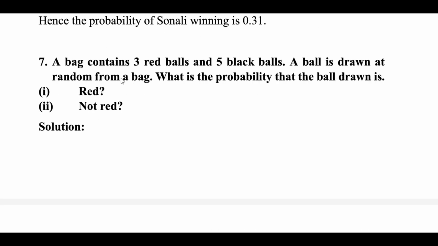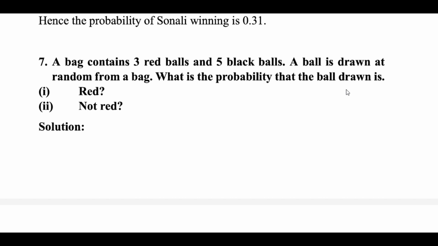A bag contains 3 red balls and 5 black balls. A ball is drawn at random from the bag. What is the probability that the ball drawn is red or not red? Okay. So total number of balls 5 plus 3 is equal to 8.